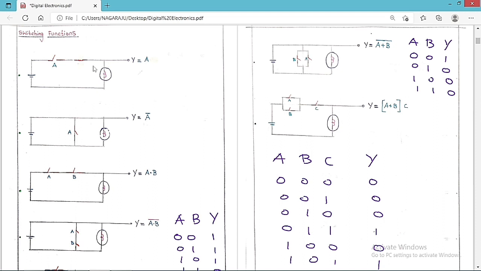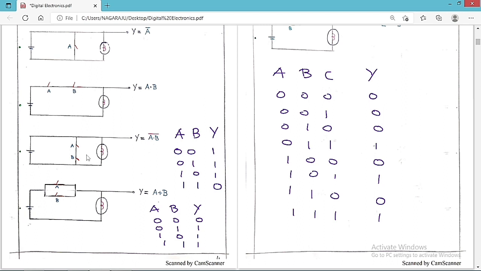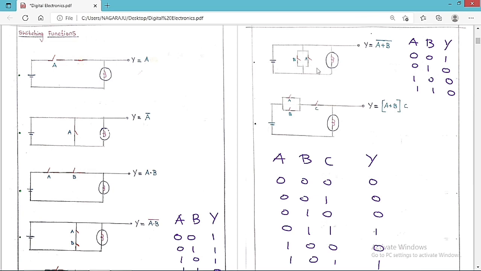So finally I can say that whenever the switch is in series with respect to the bulb, then Y is equal to A. If it is in parallel with respect to the bulb, it means complement, Y is equal to A bar. If both the switches are in series and they are also in series with respect to the bulb, Y is equal to A dot B. If the switches are in series but they are parallel with respect to the bulb, Y is equal to (AB) whole bar. If both the switches are in parallel and they are in series with respect to the bulb, Y is equal to A or B. If both the switches are in parallel and they are parallel with respect to the bulb, Y is equal to (A or B) whole bar.